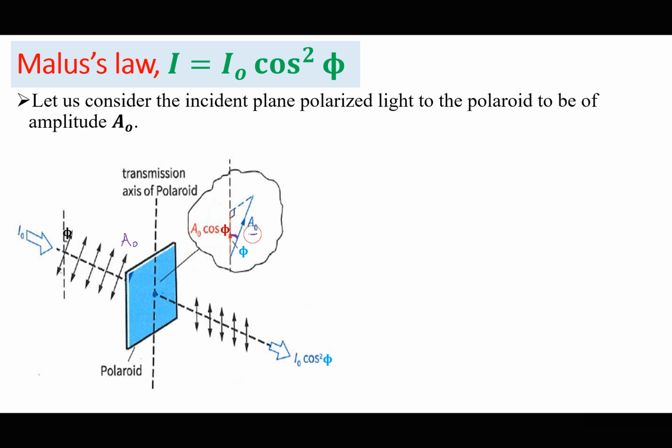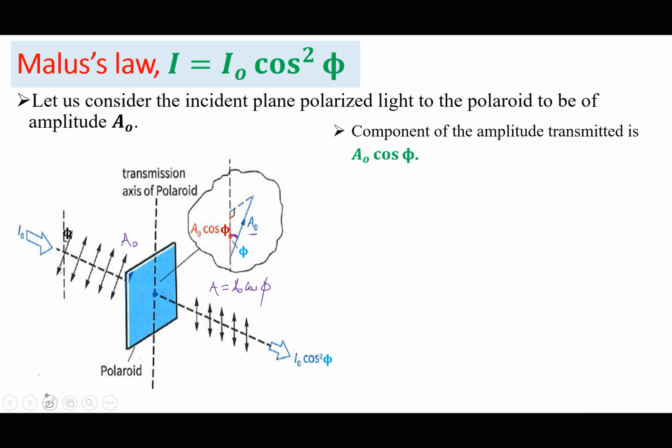So I have to resolve A naught to the vertical because only what is parallel to the axis of transmission goes through. Because the angle is phi, the new amplitude which comes out of the polaroid is going to be A naught cos phi, from your concepts of resolving. So the component of the amplitude transmitted through the polaroid is A naught cos phi.